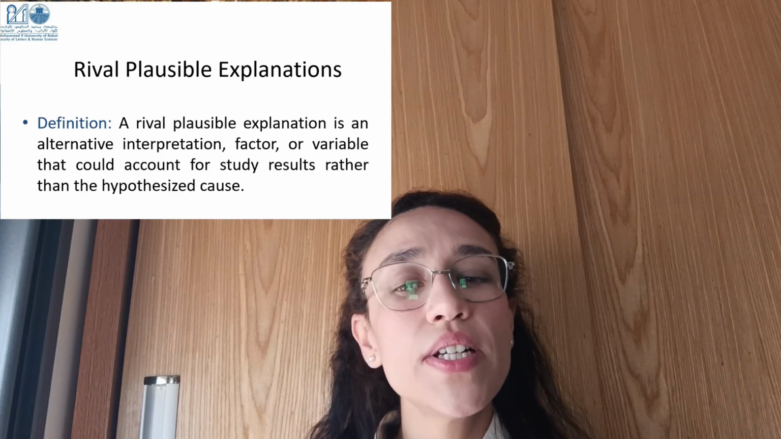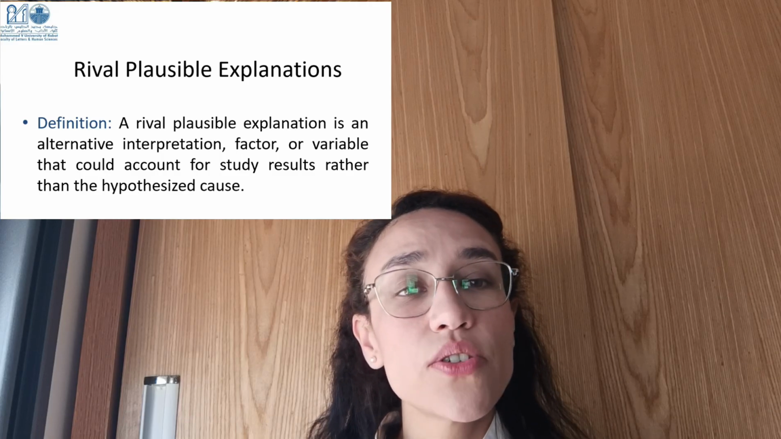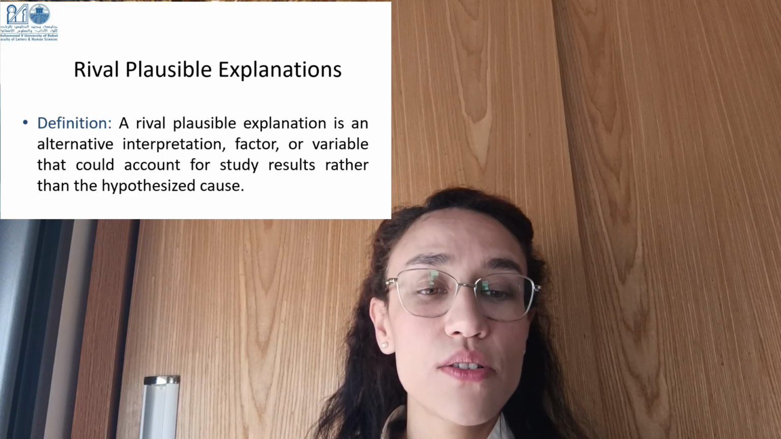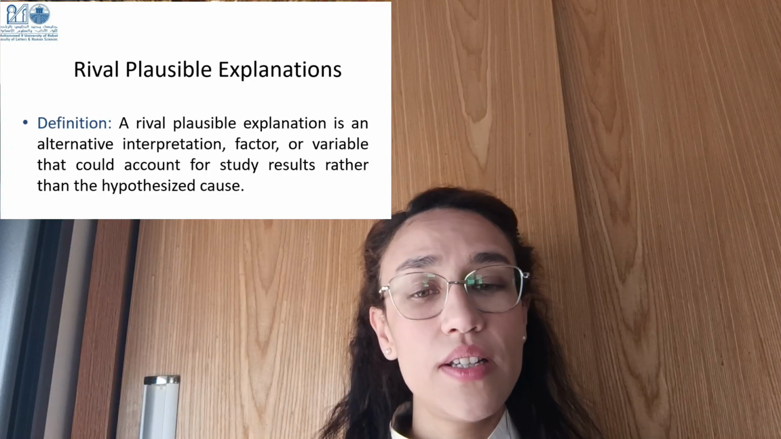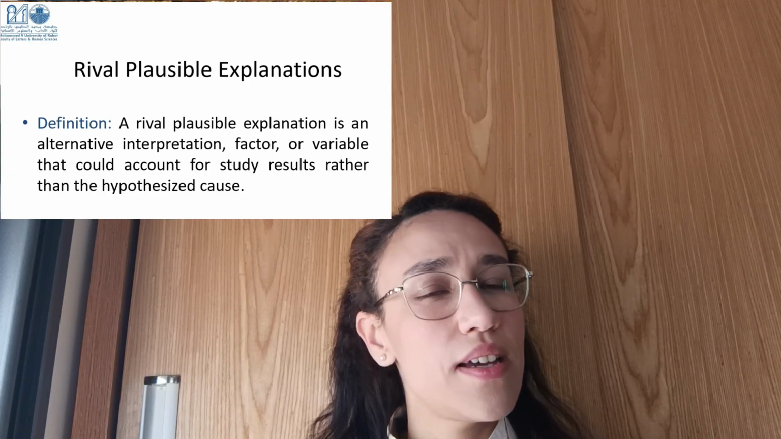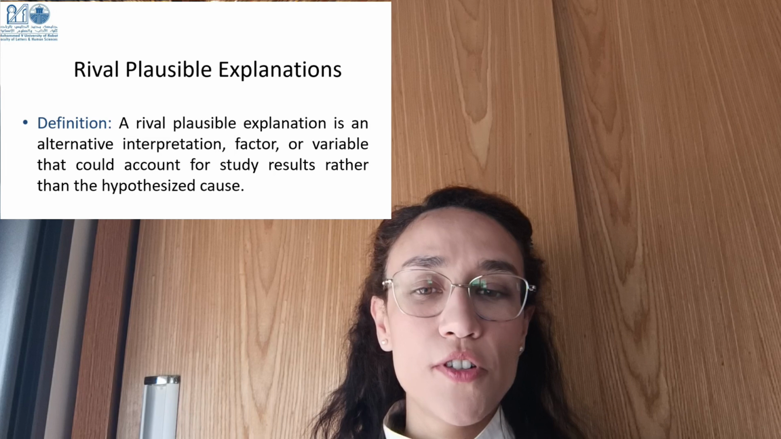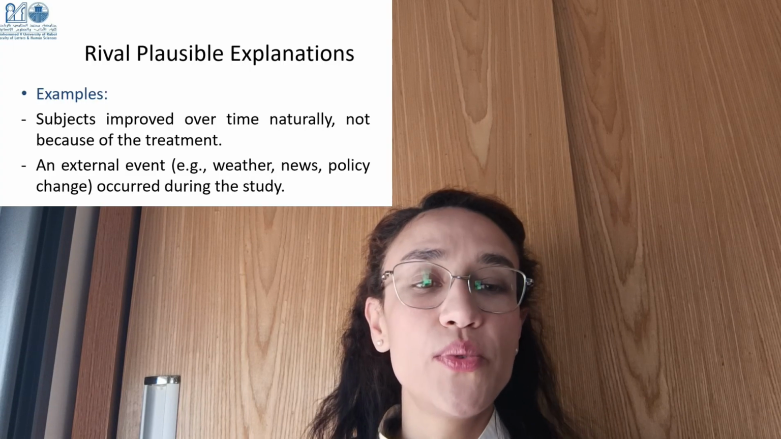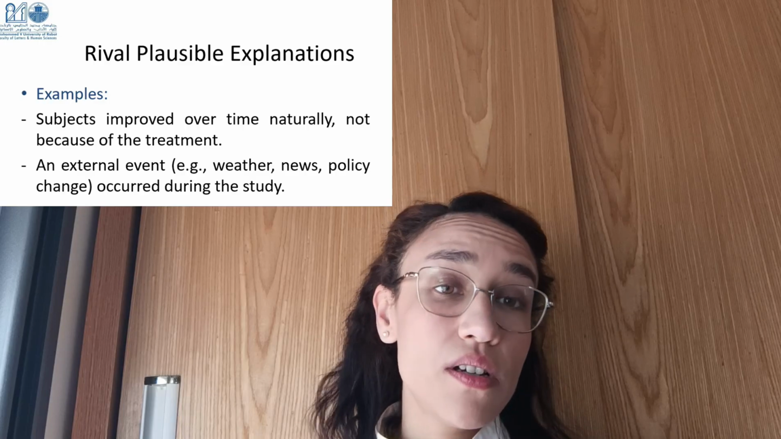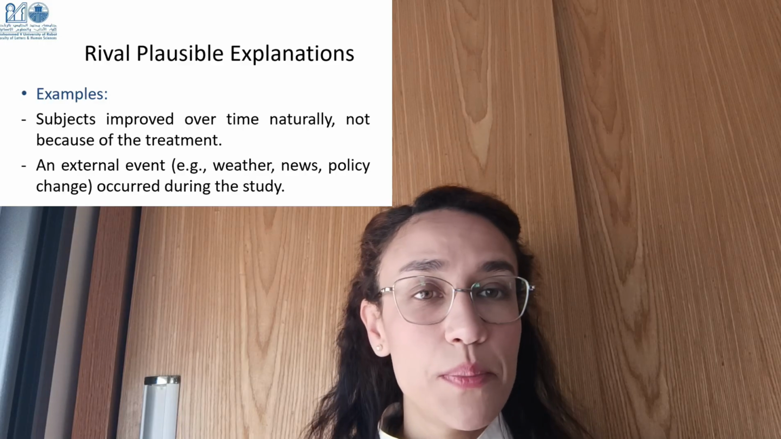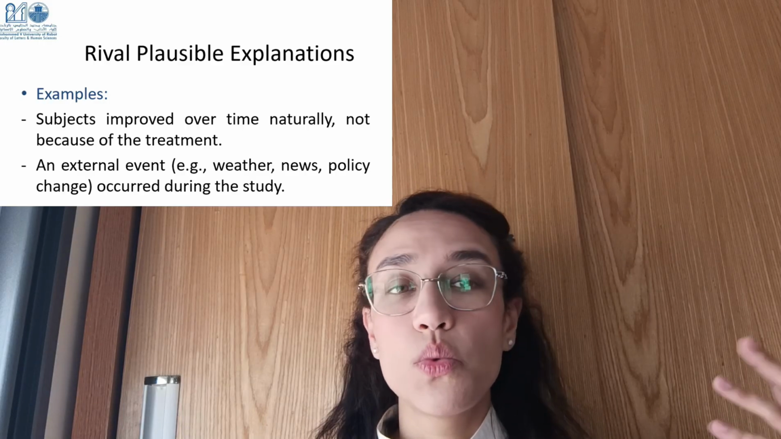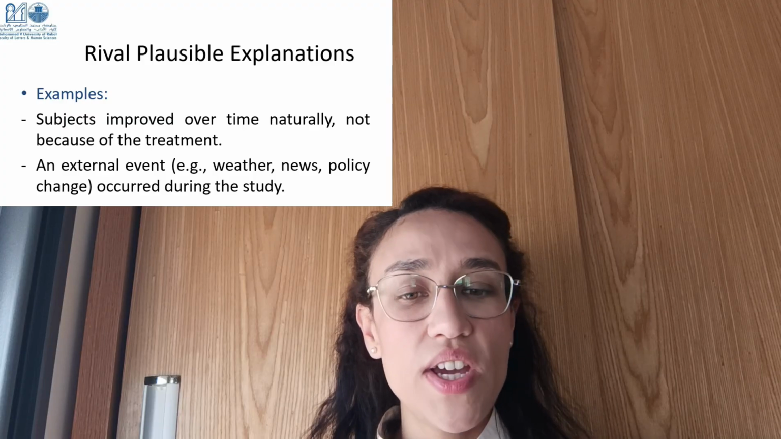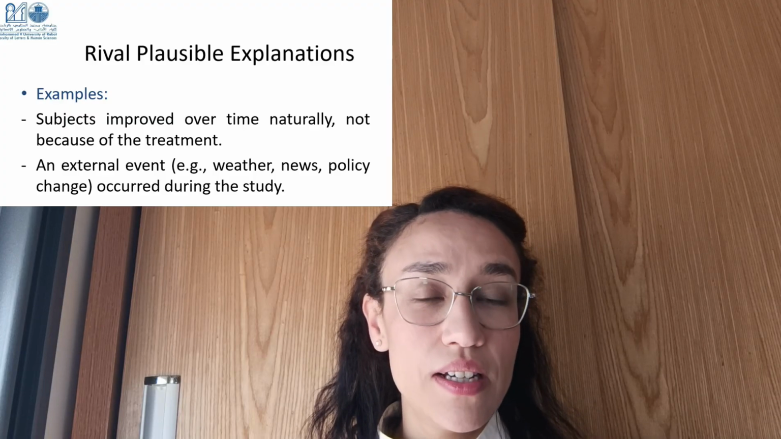Next is rival plausible explanations. A rival plausible explanation is an alternative interpretation, factor, or variable that could account for study results rather than the hypothesized cause. For example, patients in a hospital improved over time naturally, not because of the treatment. Or for example, an external event such as weather, news, or a policy change occurring during the conduction of a study.